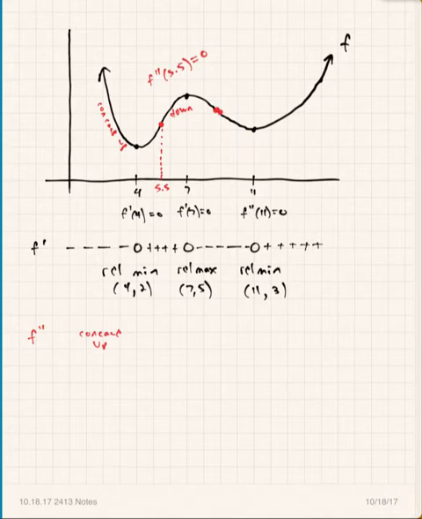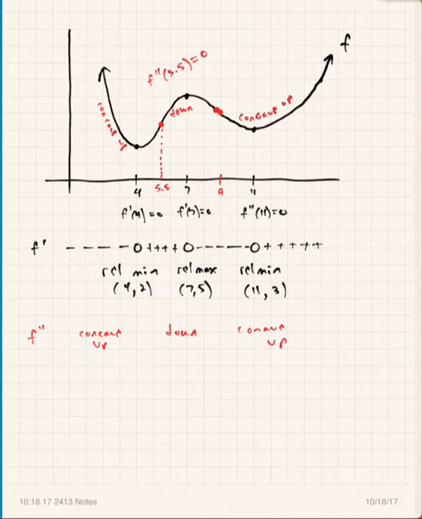We'll say that's at 9. And then what happens after that? Then the function changes to concave up again. So the function changes from concave up and then goes to concave down in between here, and then concave up after that. Again.